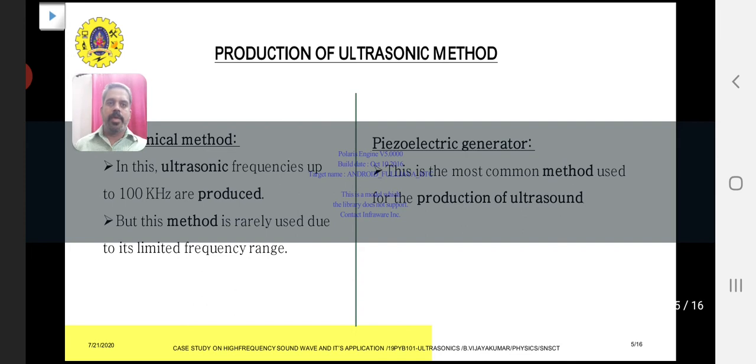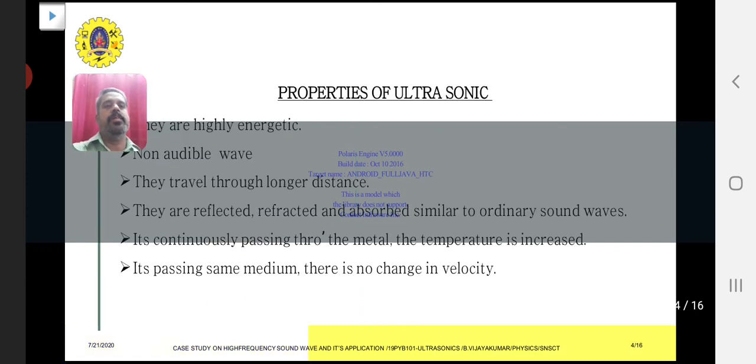But the second one is the piezoelectric generated method. It is a commonly used method, one of the best methods to produce ultrasonics in the range of 300 to 500 megahertz. So a high frequency sound wave is produced. The best method is the piezoelectric generated method.